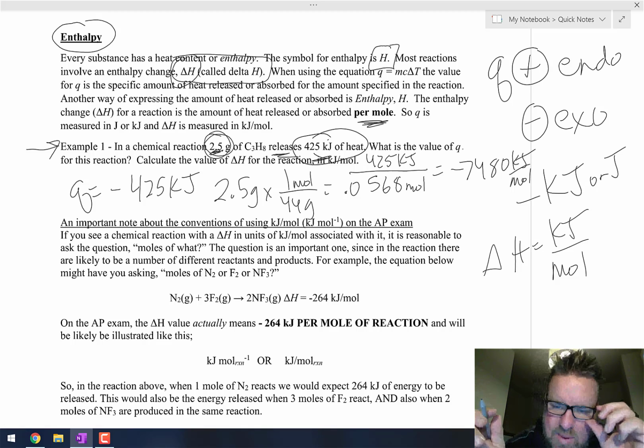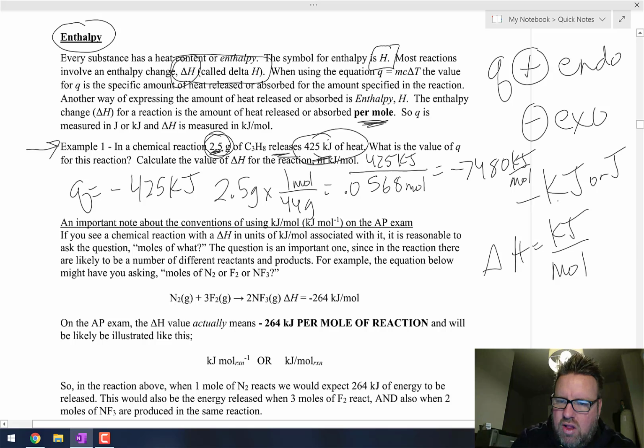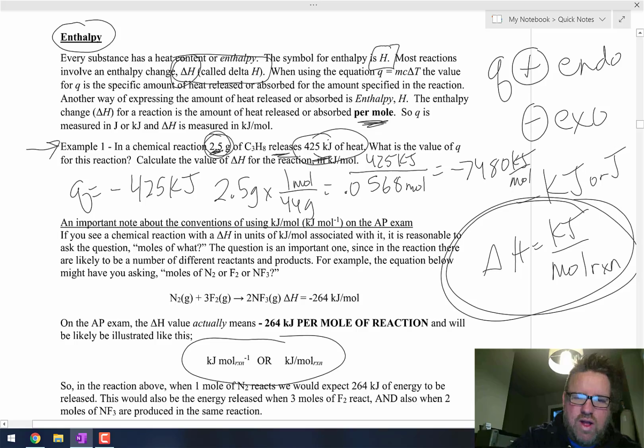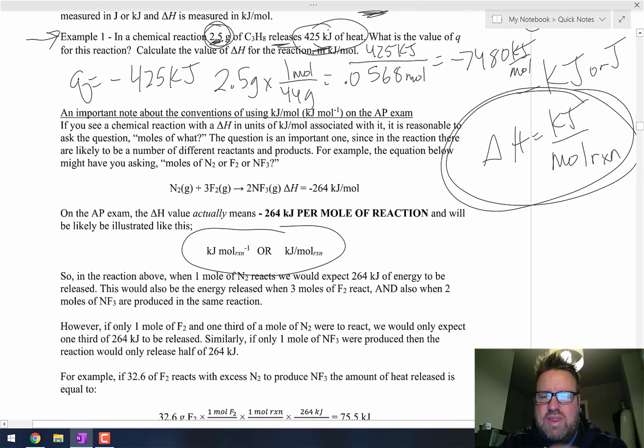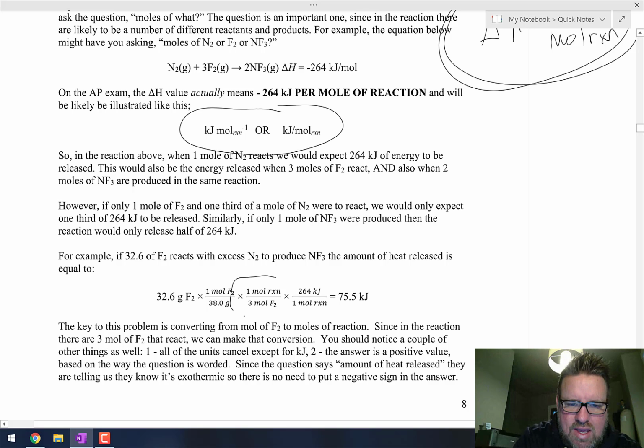Now, on the AP tests, many times when they're talking about enthalpy, they don't just call it kilojoules per mole like I did here. They're going to call it kilojoules per mole of reaction. This is something kind of new, and you can see it down here as well. Really, what that means is this step right here.